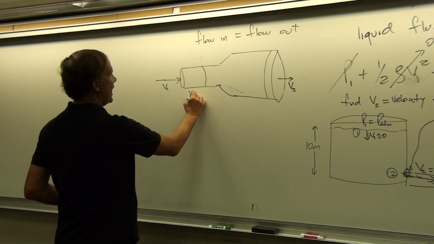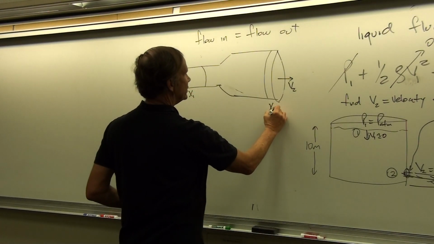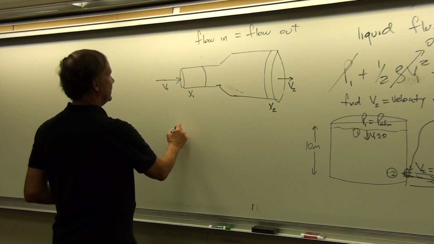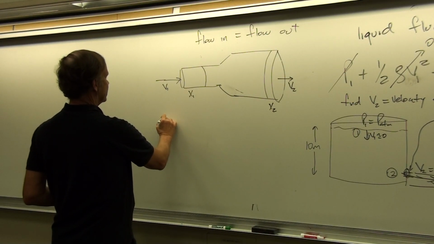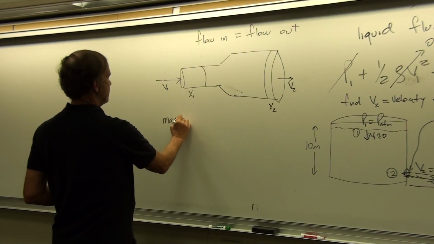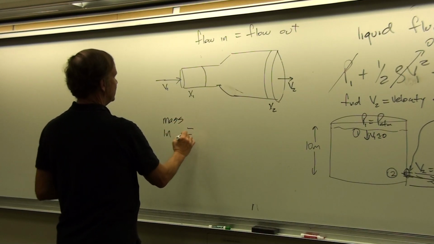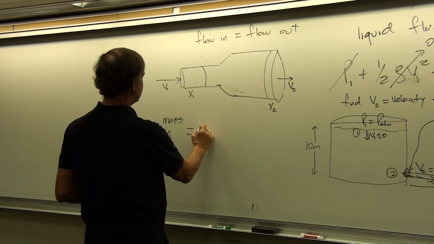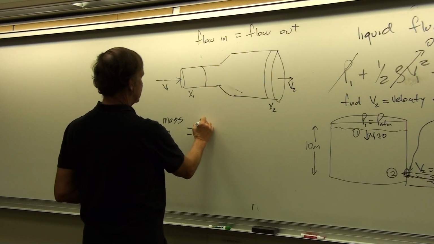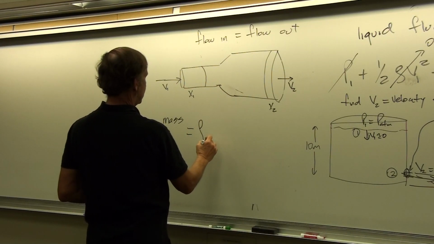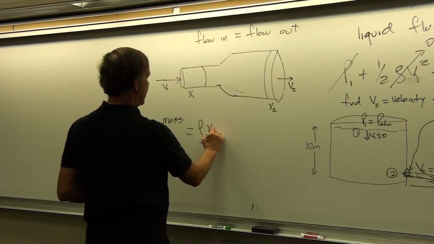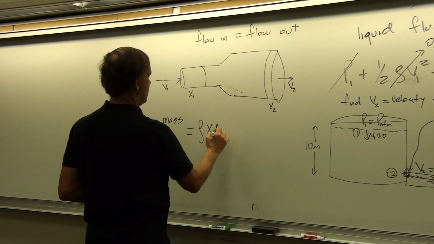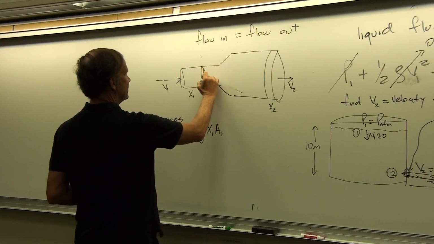Okay, so we call this X1, call this X2. We could say that mass in equals mass out. So the mass in then, through here, is going to be equal to, well, that's density times volume. So that's the density of water, in this case, if this is a water tube, times the volume. That's going to be X1 times A1, okay, where this area here is A1.